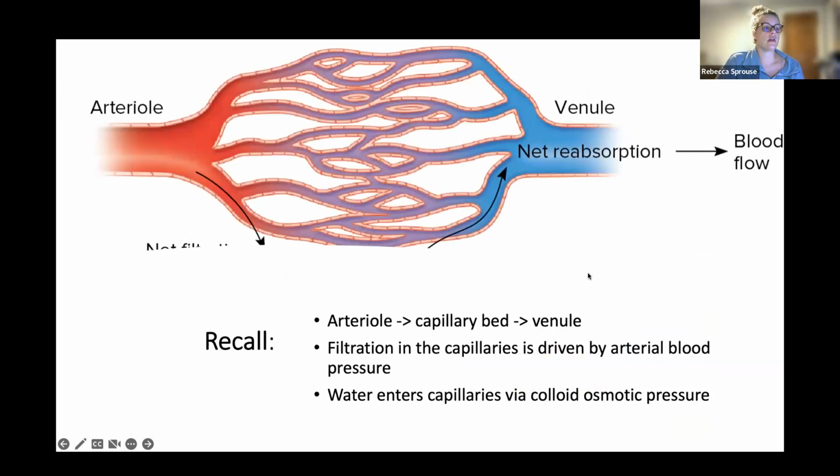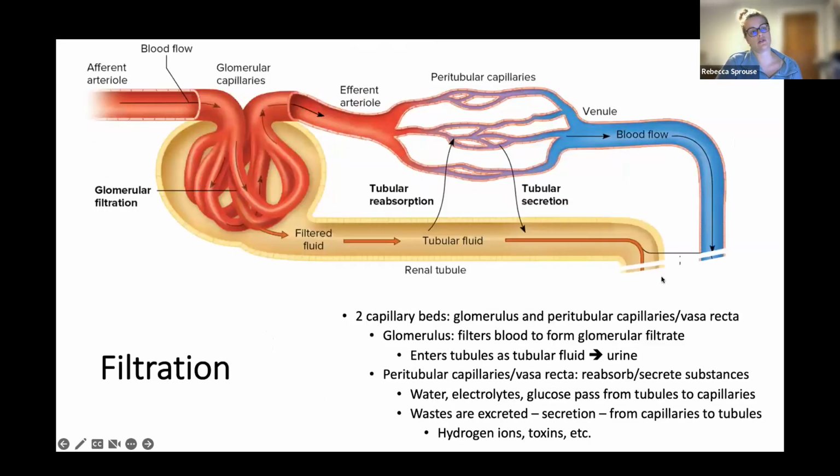So just to recall, remember that we have an arteriole, a capillary bed, then a venule, right? And so the filtration in the capillaries is driven by blood pressure. And so that filtration happens in the glomerulus. And then water follows solutes. So that's something I want you to keep in mind for this lecture as well.